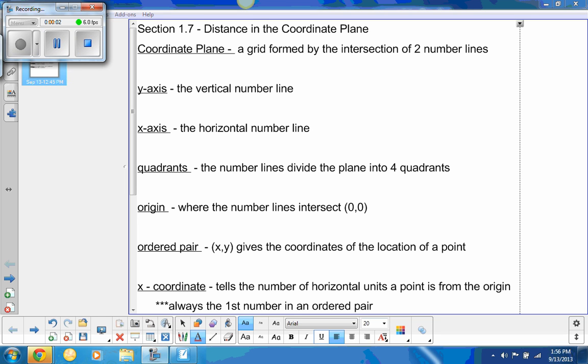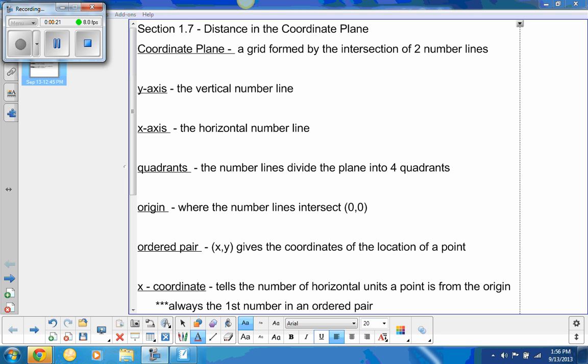Hello, 8th graders. Your video for tomorrow is going to be on section 1.7 out of the book, and it is covering distance in the coordinate plane. There are quite a few terms that we need to go over first, and a lot of these should sound familiar. We talked about them before.